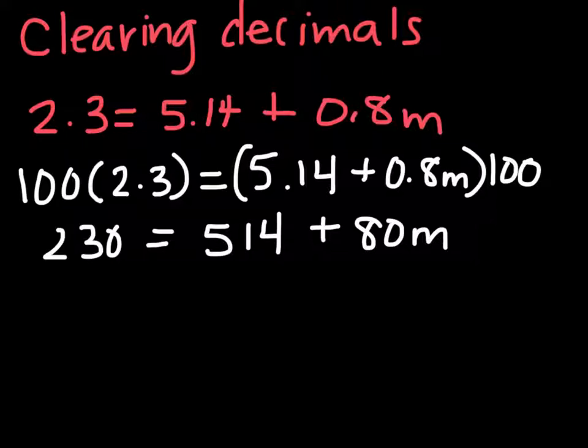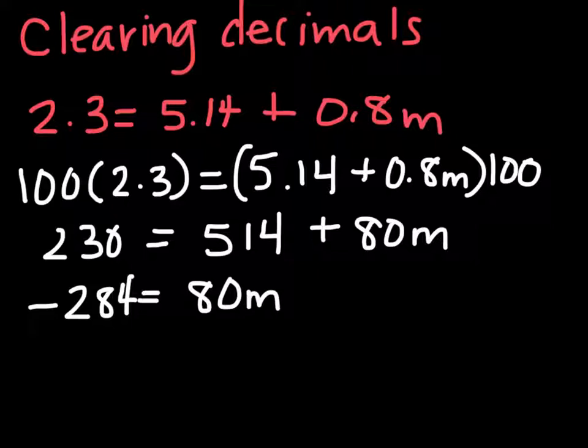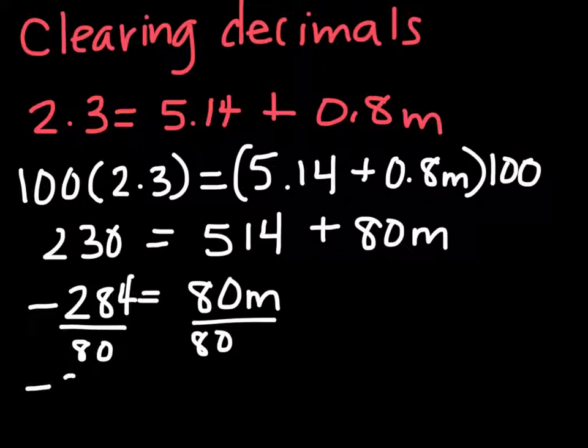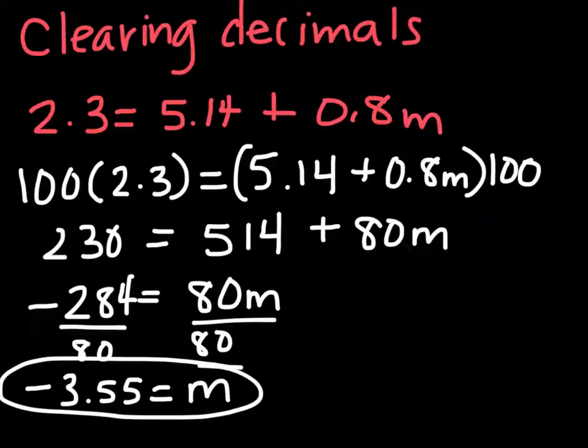Now we solve by subtracting 514 from each side. 230 minus 514 gives us negative 284, being equal to 80m. Now we divide each side by 80, which will give us negative 3.55, being equal to m. I'll admit I did use my calculator for that. But there's our answer. Negative 3.55 equals m.